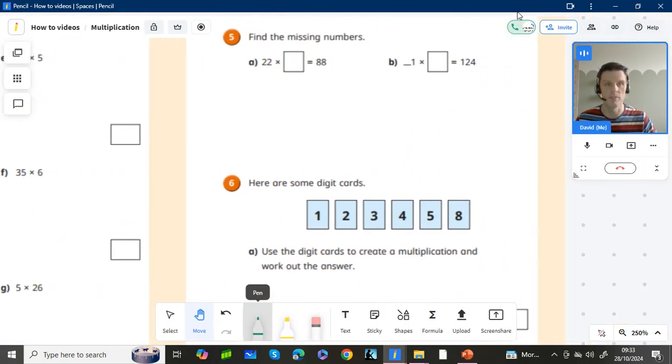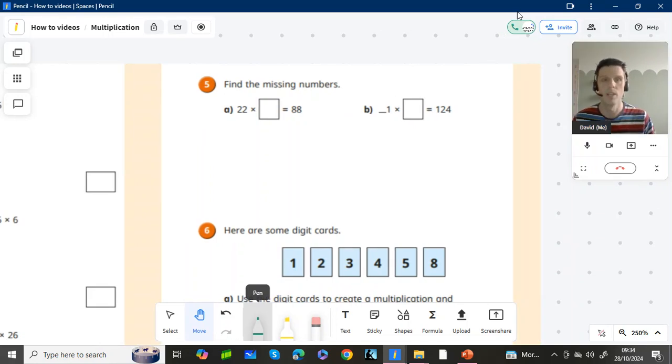So moving on to question 5. For question 5, I would recommend using the repeated addition method. We know what we're adding each time is 22, and we know we've got to stop at 88. So I'm going to leave that to you to use the repeated addition method, where we keep adding 22 each time and see how many times you need to add 22 until you get to 88. Pause the video here to answer questions A and B of part 5.